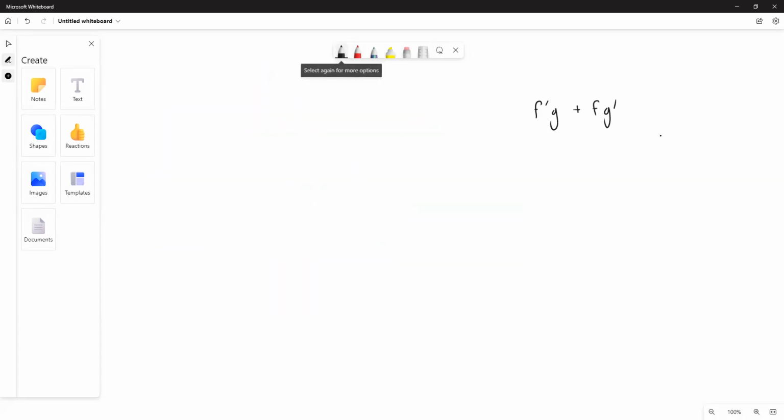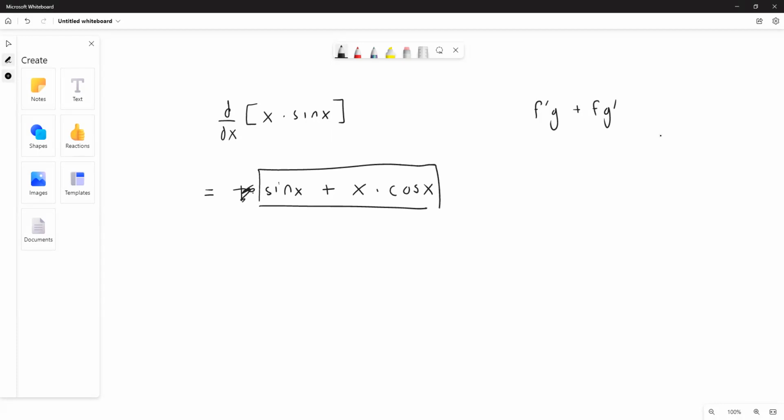Next one, we've got x times sine x. Okay, the derivative of the first piece is 1. Sine x as it is, plus x as it is times the derivative of sine x, which is cosine x. Okay, we can just cross out the 1 because multiplying by 1 doesn't matter. And we get sine x plus x cosine x.